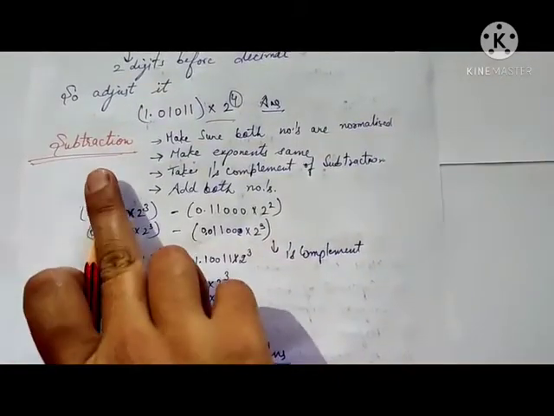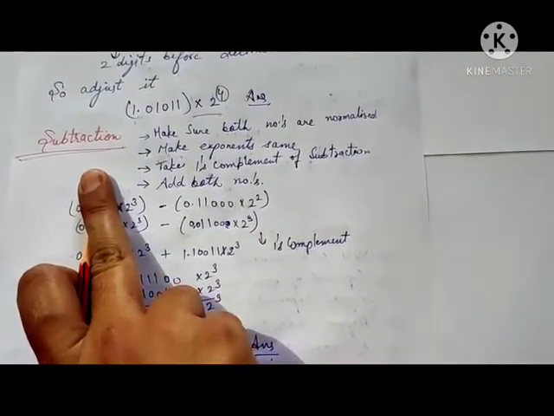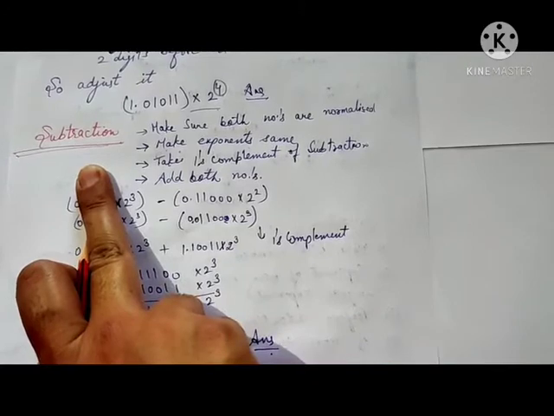Next operation is subtraction. How do we perform subtraction on floating point numbers?